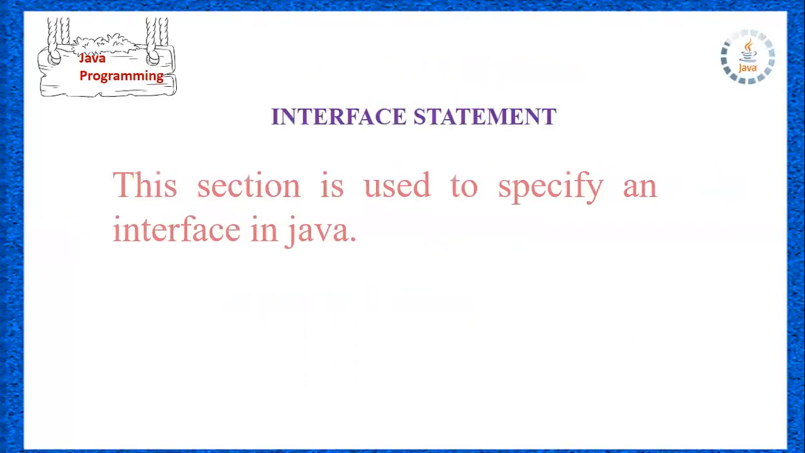The next one is an interface statement. This section is used to specify an interface in Java. An interface is like a class but includes a group of method declarations. This is also an optional section and is used only when we wish to implement the multiple inheritance feature in the program. An interface is a lot similar to a class in Java, but it contains only the constants and the method declarations.